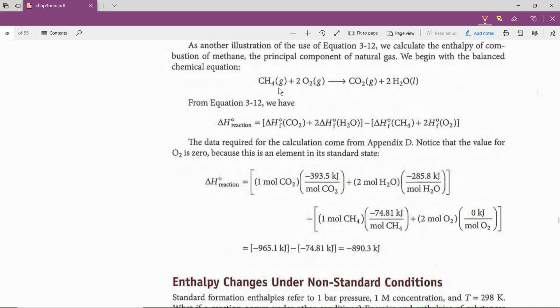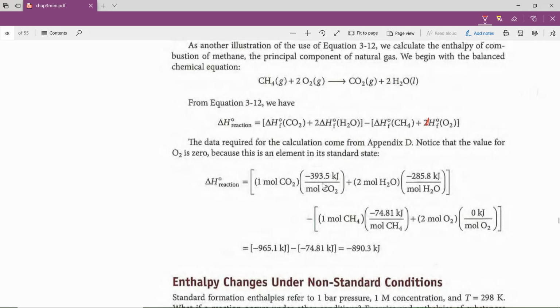Here we have methane. It's CH4 gas plus 2 O2 gas goes to CO2 gas plus 2 H2O liquid. Obviously this reaction has to be balanced. If it's not balanced, it's not good for anything. So the delta H naught reaction is the heat of formation, the quick way of saying standard molar enthalpy of formation. So the heat of formation of CO2 gas plus 2 times the heat of formation of H2O liquid, that's the product side, minus the sum of the heat of formation of CH4 gas plus 2 times the heat of formation, that should say delta H naught f, of O2 gas.